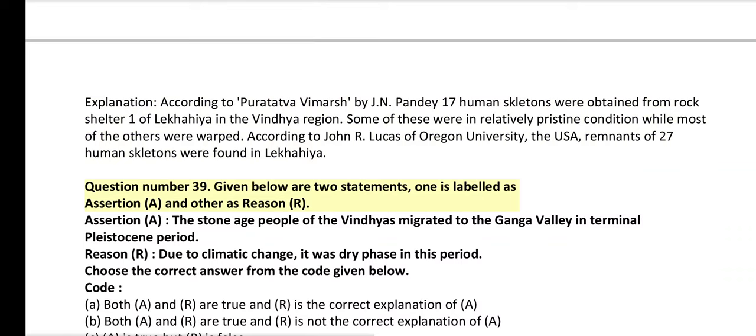Question number 39. Given below are two statements. One is labeled as assertion A and other as reason R. Assertion A. The Stone Age people of the Vindhyas migrated to the Ganga Valley in terminal Pleistocene period. Reason R. Due to climatic change, it was dry phase in this period. Choose the correct answer from the code given below.